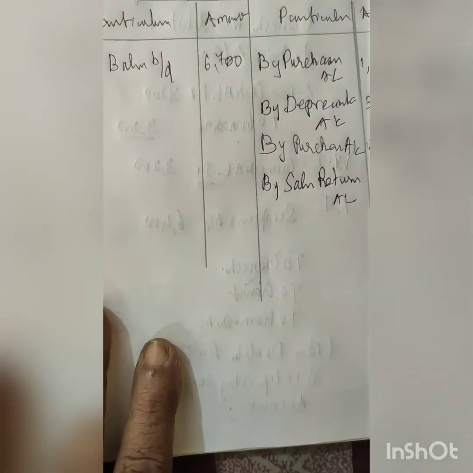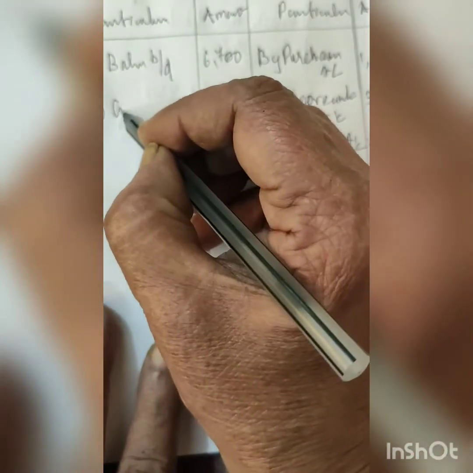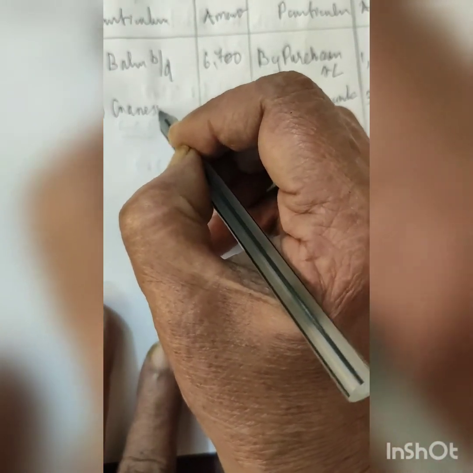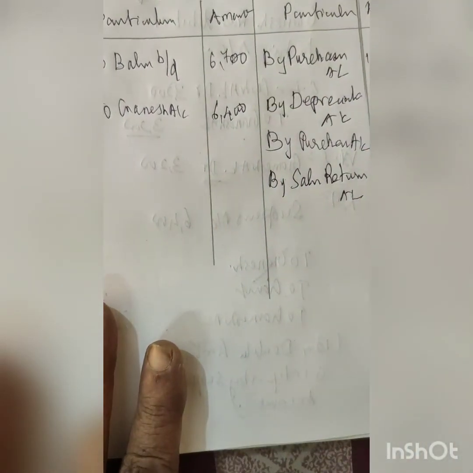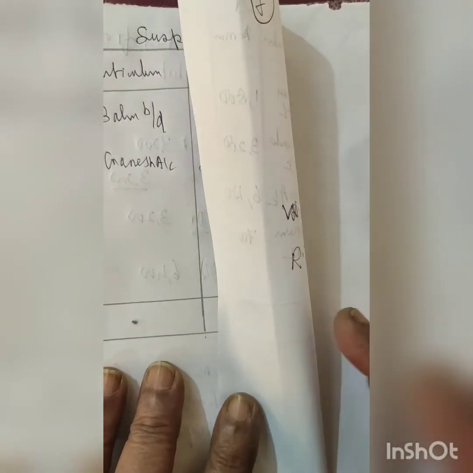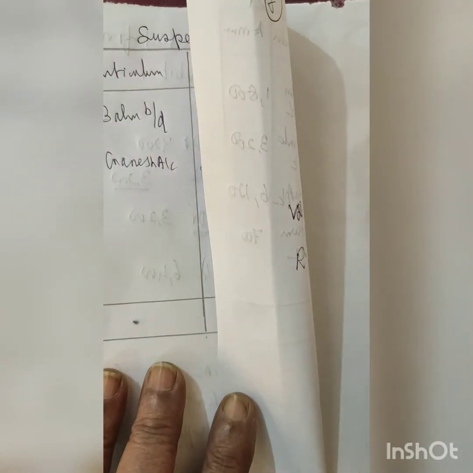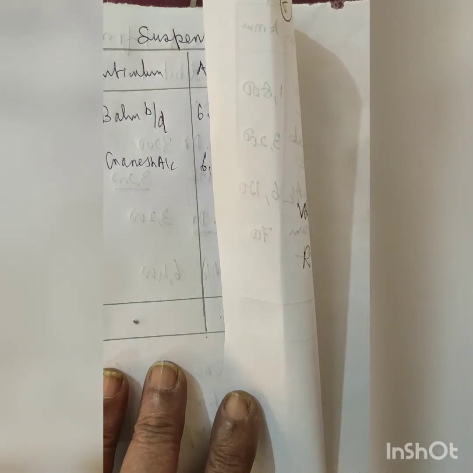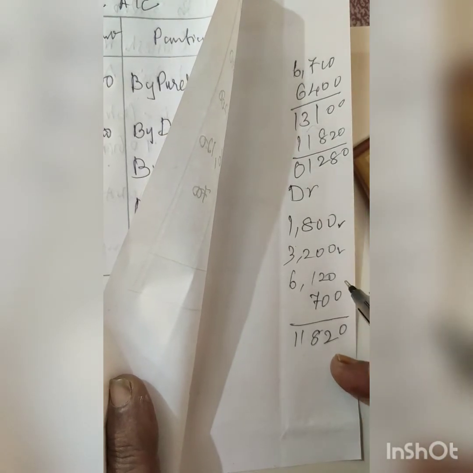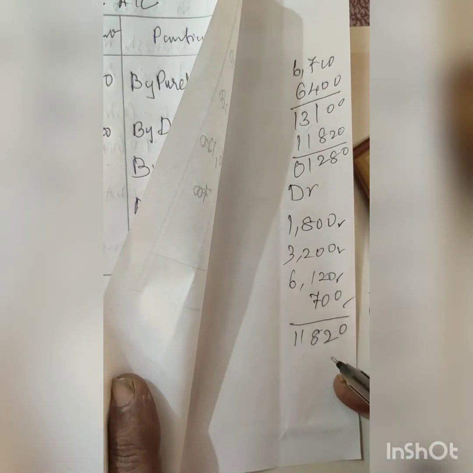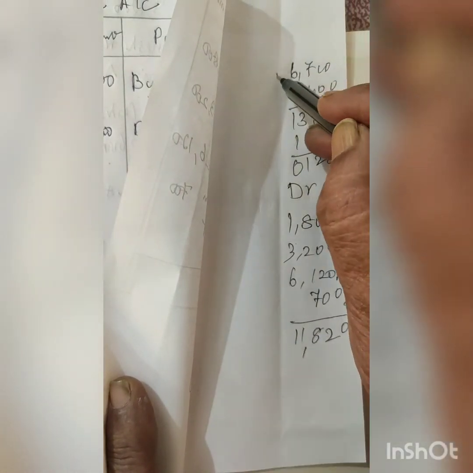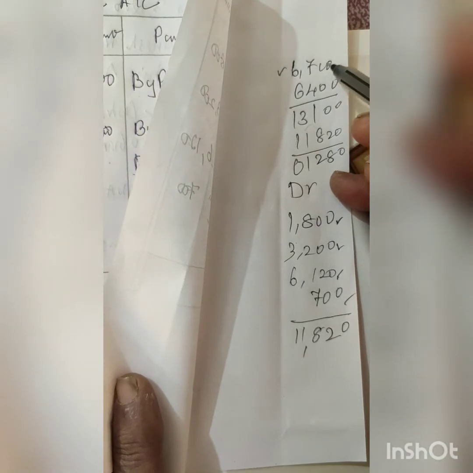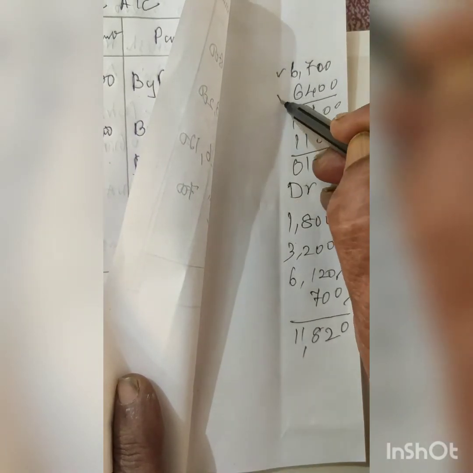Now this we are going to take it to the debit side. To Ganesh account 6,400. Now let us total this and find out. Now a total debit side, credit side 1,800, 3,000, 1,800, 3,200, 6,120 and 700. If it total means it will get 11,820, and debit side total 6,700. That means that is the balance brought down, and this is the Ganesh account.